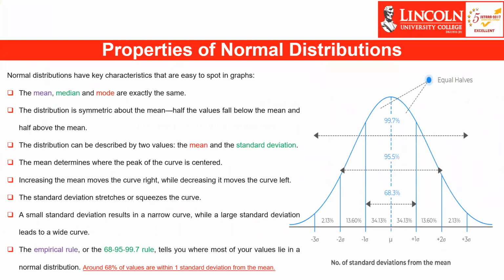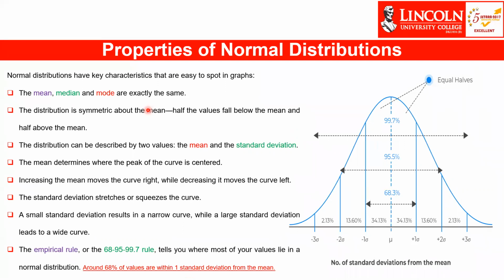Now, it comes with certain properties. Normal distributions have key characteristics that are easy to spot in graphs. The mean, median, and mode are exactly the same. That is, they are equal. The distribution is symmetric about the mean. Half the values fall below the mean and half above the mean.